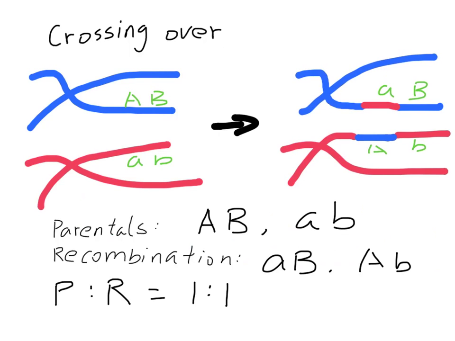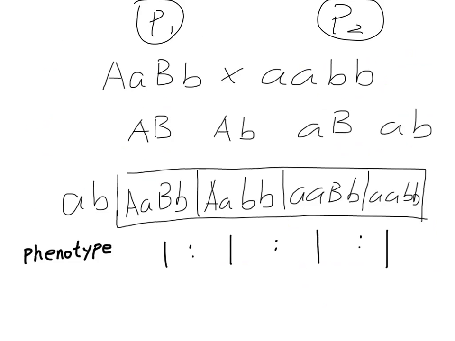If alleles are independently passed to offspring, then the ratio of parental to recombination will be 1 to 1, but in reality, parental is always more than recombination. If we cross parent 1, with genotype big A little a, big B little b, with another parent which has genotype little a little a, little b little b, and the ratio of offspring is 1 to 1 to 1 to 1, we see that there is no linkage. If the ratio is not 1 to 1 to 1 to 1, for example, it's 2 to 0, 2 to 0, then we say the linkage is present.